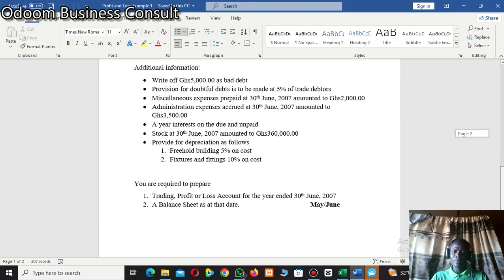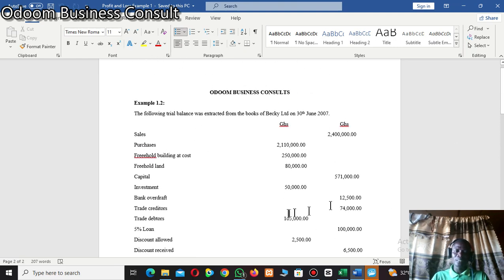It said we should make 5% of trade debtors. So 5% of this should be made as provision for bad debt. So 5% of this amount, which is 165,000. If you find 5%, punch it on your calculator. So 5 over 100 times 165,000. So we are getting 8,250 as provision.